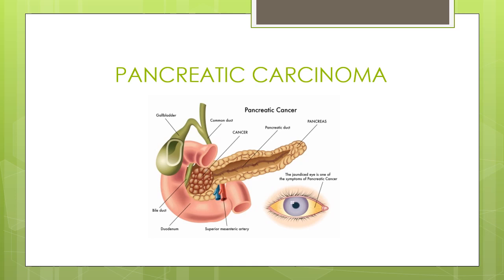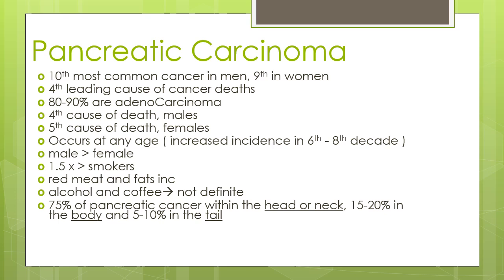Now we go to our last topic, which will be pancreatic cancer. Pancreatic cancer is among the top 10 causes of malignancy and a leading cause of cancer deaths. 80 to 90% are adenocarcinoma. It can occur at any age, but increased incidence is seen in people who are more than 60 years of age. Smokers are at an increased risk as well as those who consume fatty food and red meat.